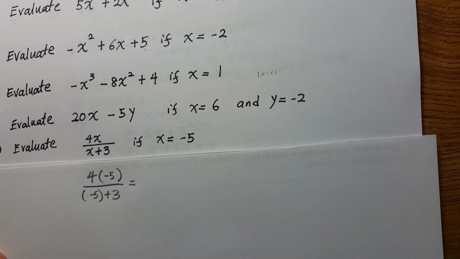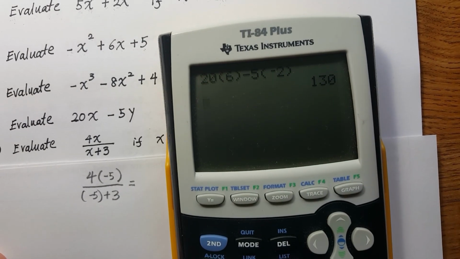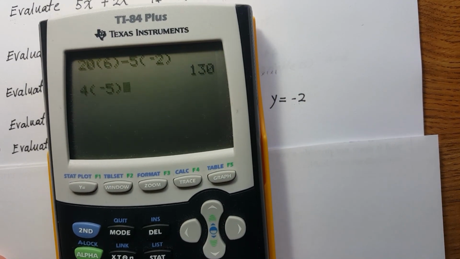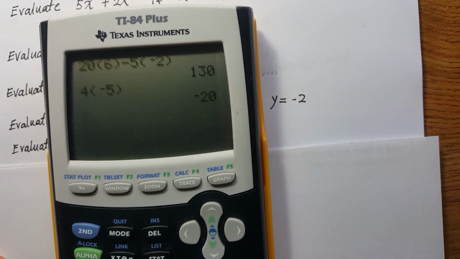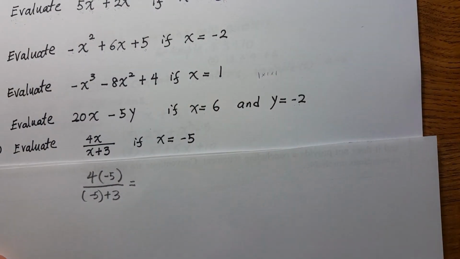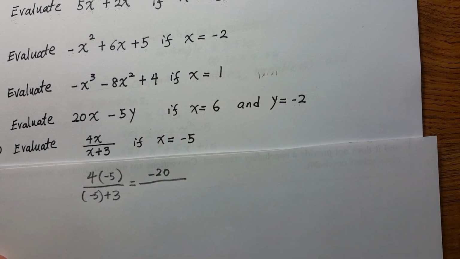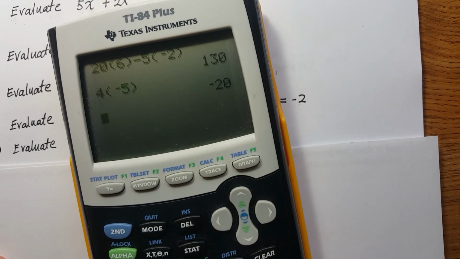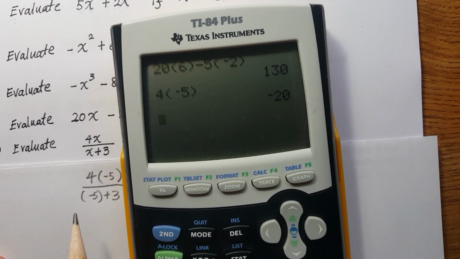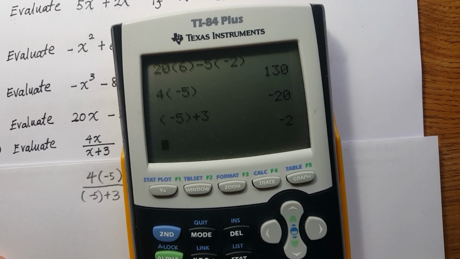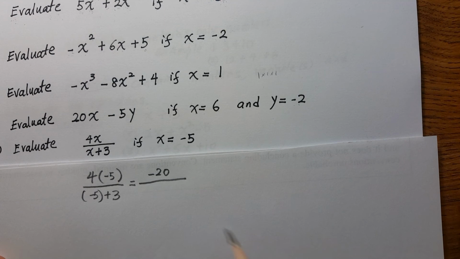Now you're going to use a calculator. You're going to do it separately. 4 times negative 5. You take care of the numerator first, and you press enter. You get negative 20. So now you go back over here. You put negative 20. Now you're going to use a calculator. The denominator is parentheses negative 5, and then plus 3. So you got negative 5, and then plus 3. You got negative 2. So you put -2.